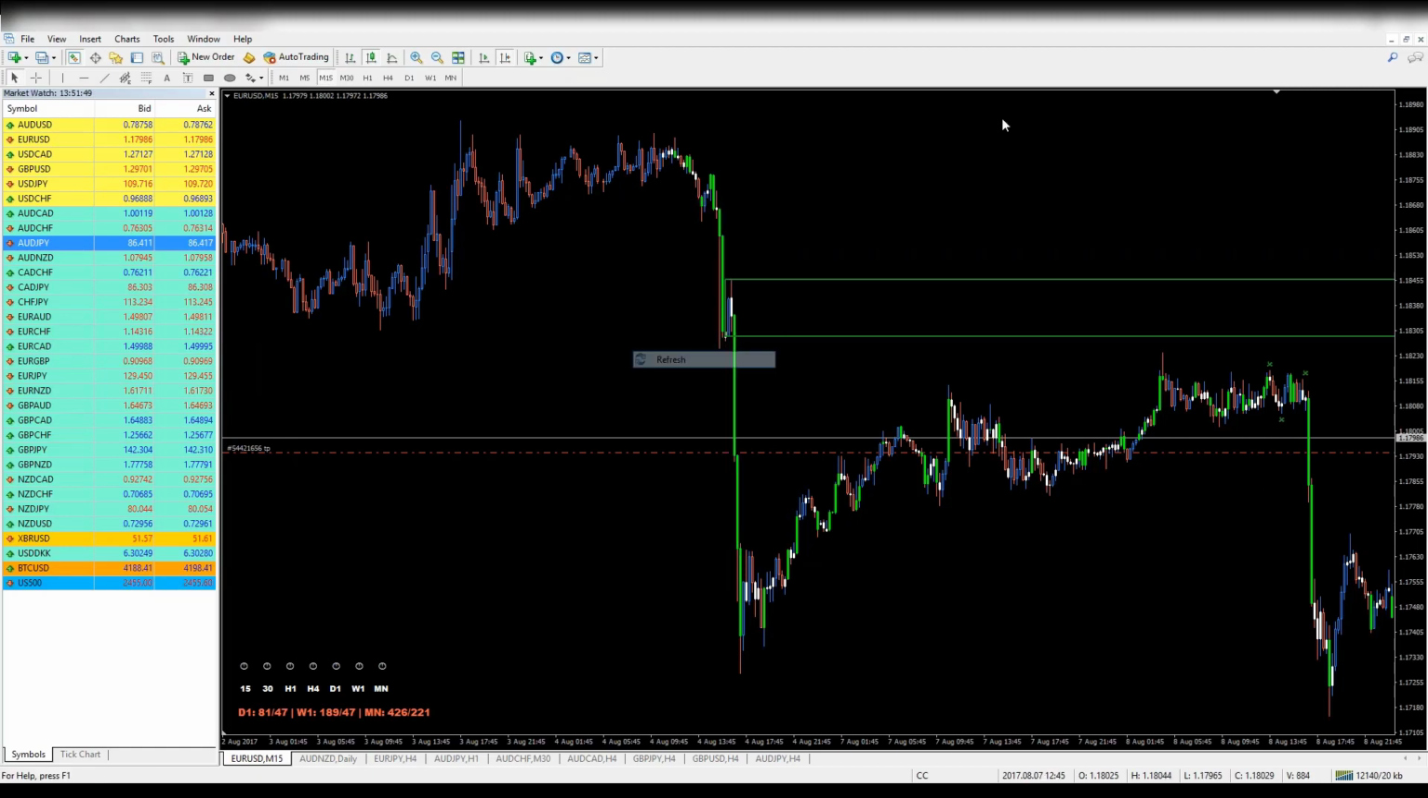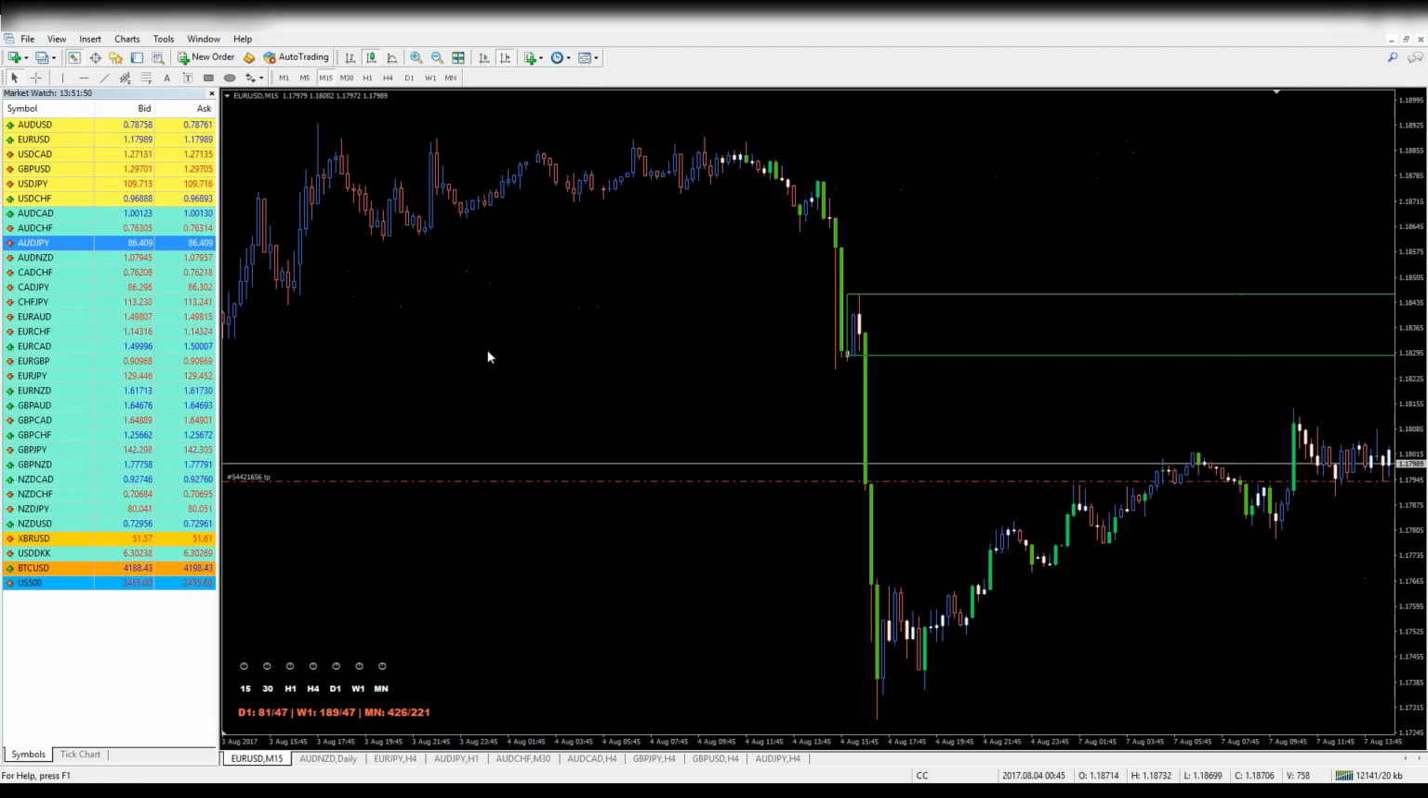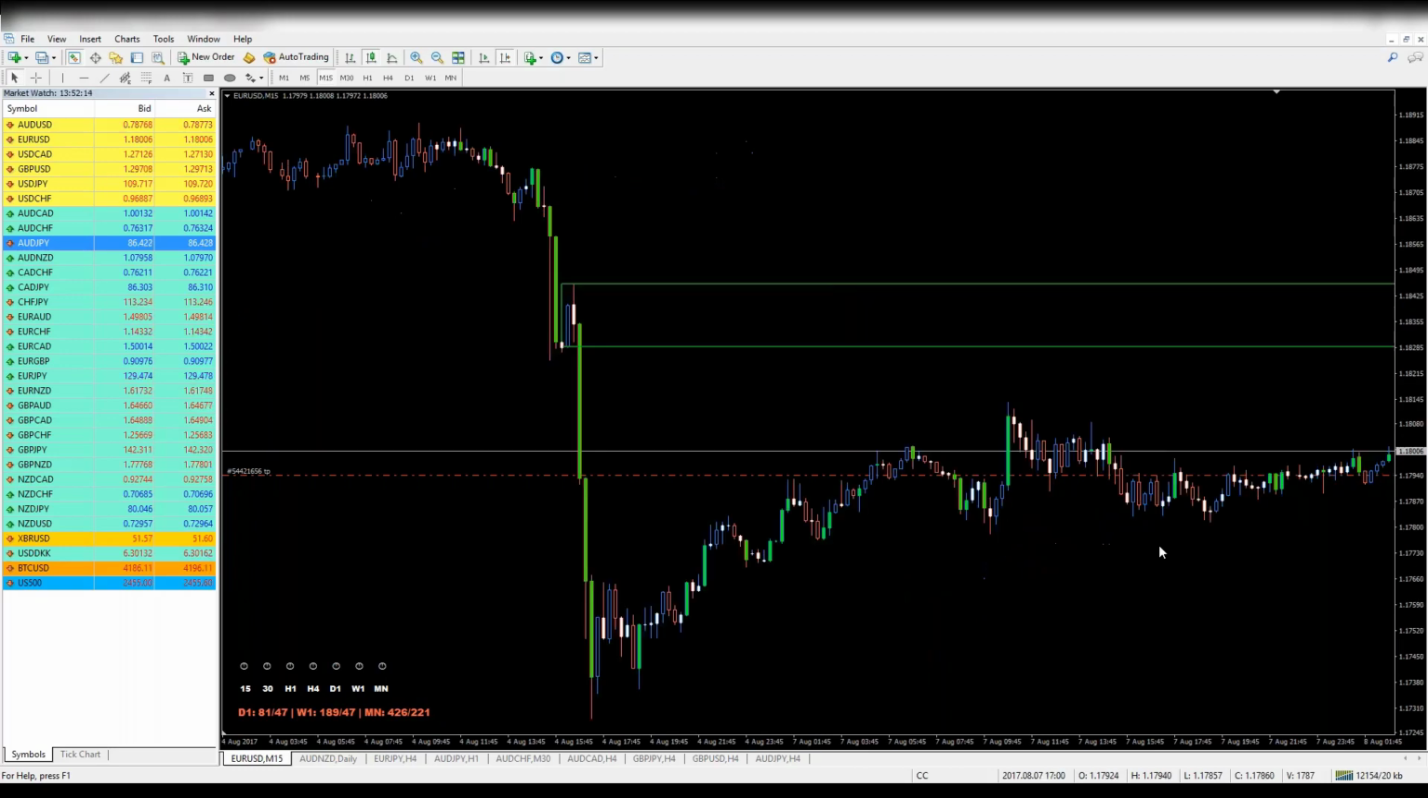Got it like here. Then you do the quality checklist. What does this look like? Is this a good looking area? Price came down. We accumulated for 1, 2, 3 periods, and then we left. We have 3 periods of accumulation. Price really left very, very strongly. So yes, this is a pretty decent area of supply.